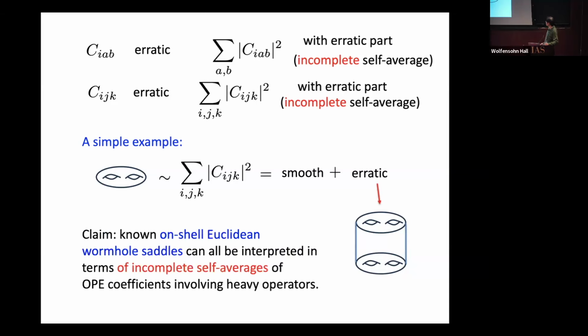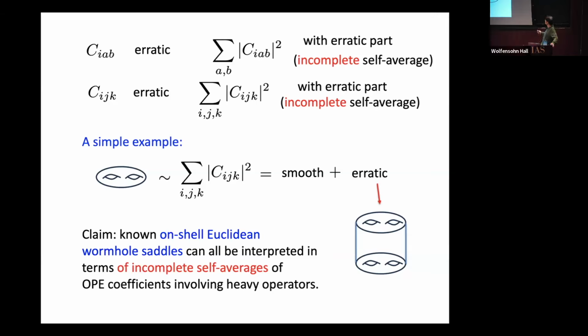And so here I want to make a claim. As far as I have checked, long on-shell Euclidean wormhole saddles can all be interpreted in terms of incomplete self-averaging of OPE coefficients. So this incomplete self-averaging will give rise to the erratic part in the partition function, and then will give rise to wormholes. And I emphasize here they involve OPE coefficients of heavy operators.